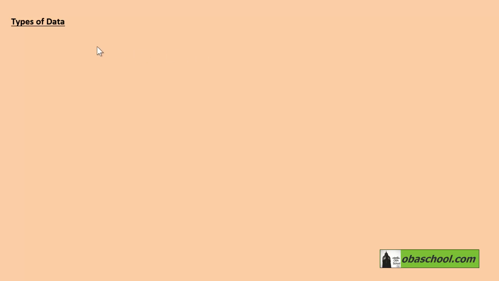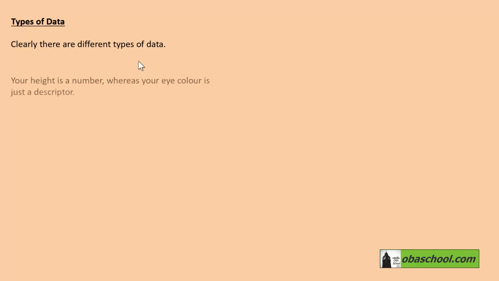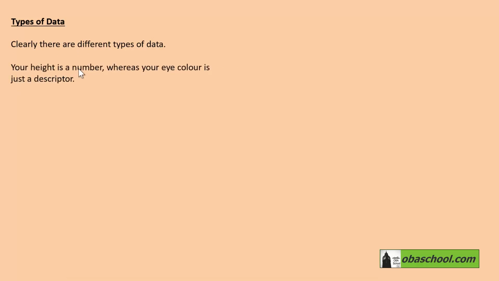Types of data. Clearly, there are different types of data. Your height is a number, whereas your eye color is just a descriptor. Broadly, data is of two types: quantitative or numerical, and qualitative or categorical.